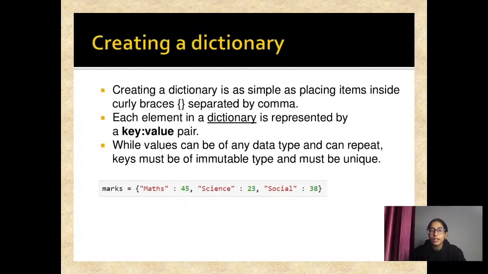While values in any data type may or may not be repeated, the keys must be of an immutable type and must be unique. Each key must be immutable and have a unique value. Values in a dictionary can be of any data type and can be duplicated, but keys cannot be repeated and must be immutable.